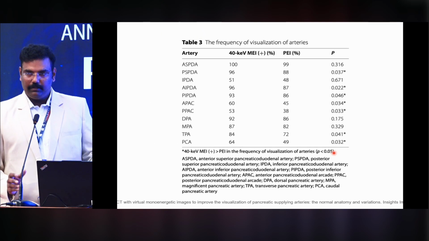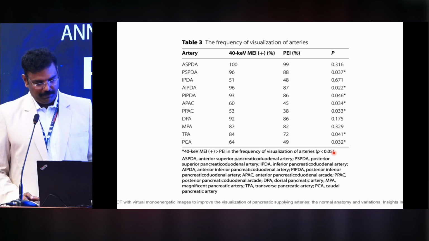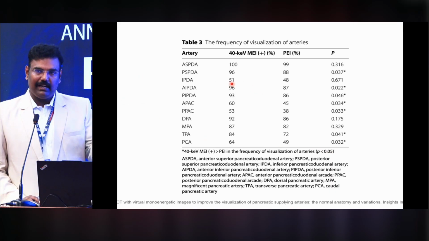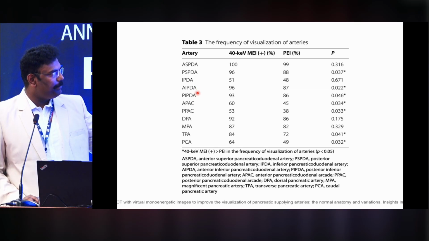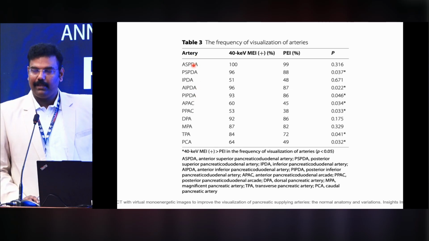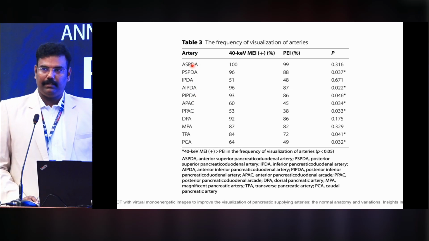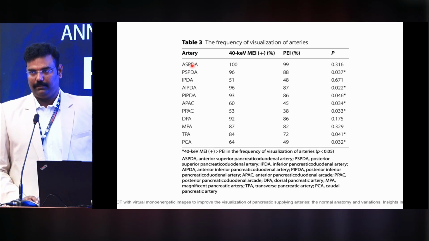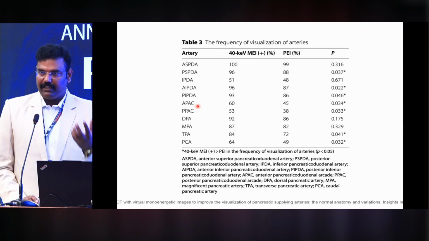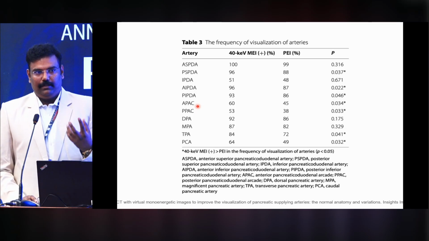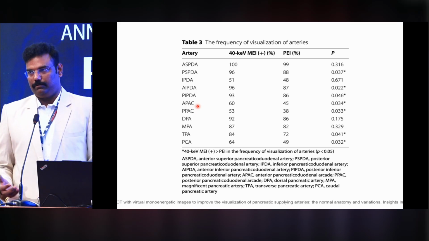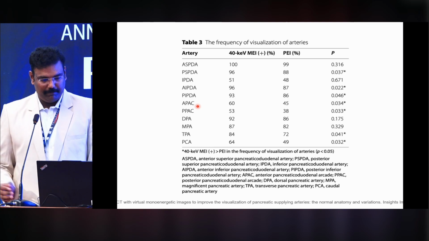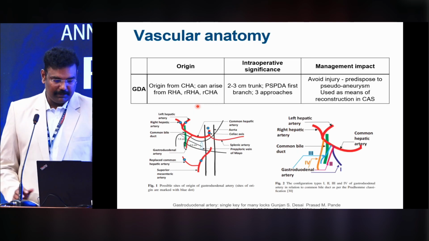For example, this is a recent study published in 2023, where they showed that even fine arteries like AIPDA, PIPDA, ASPDA, PSPDA, all those can be detected with a sensitivity of almost 90% to 100%. So, we do have the information, it is just that the eyes don't see what the mind doesn't want to know. So, it is for us to identify these arteries and be prepared better when we are dealing with such a patient.